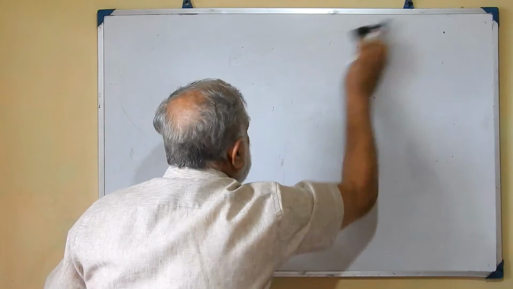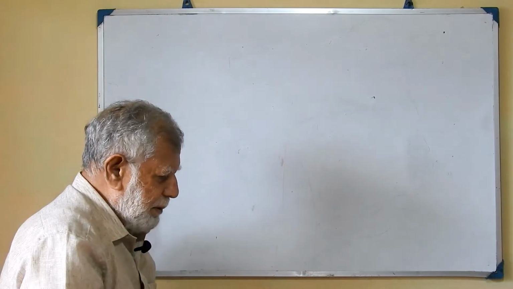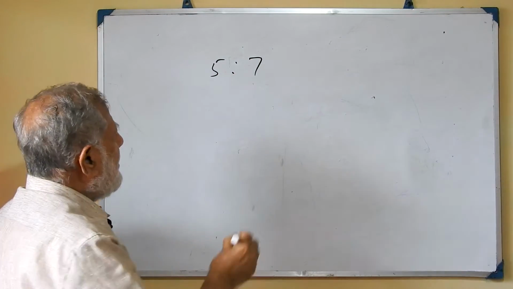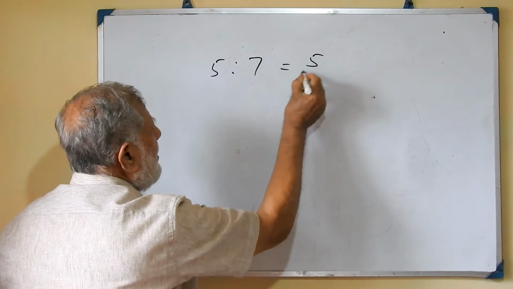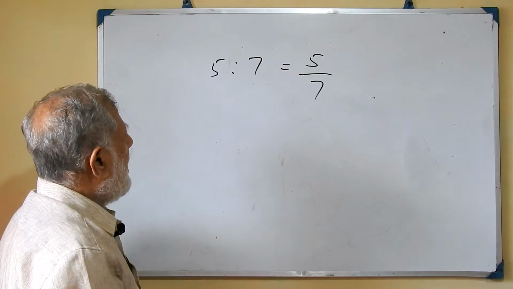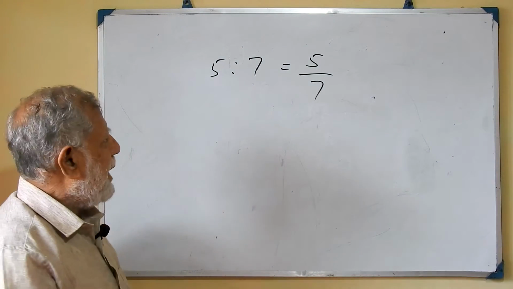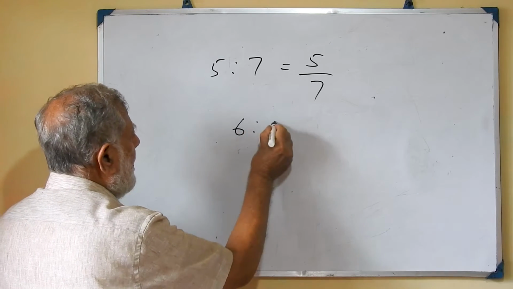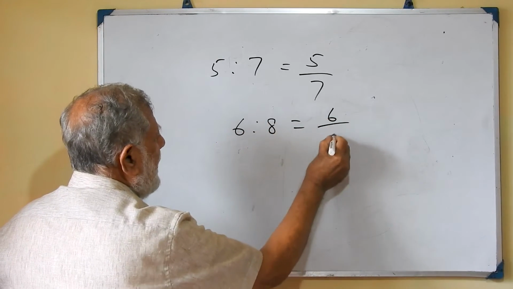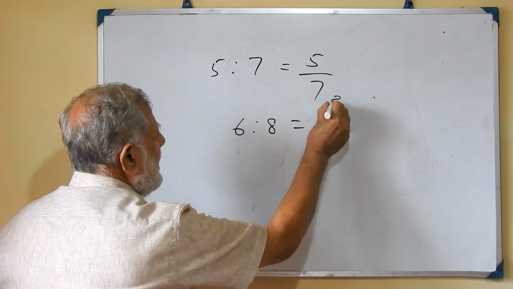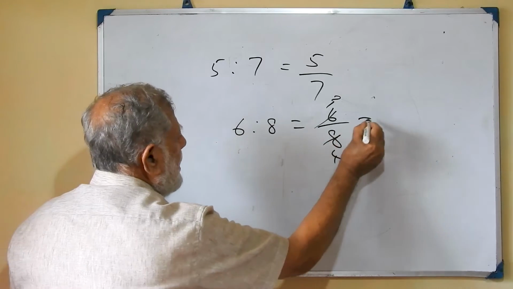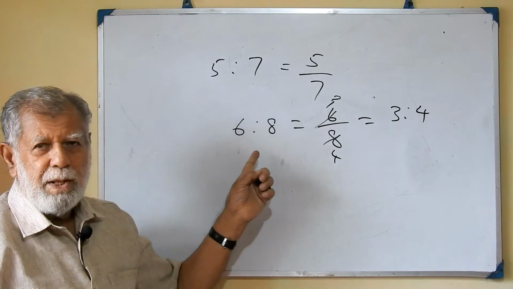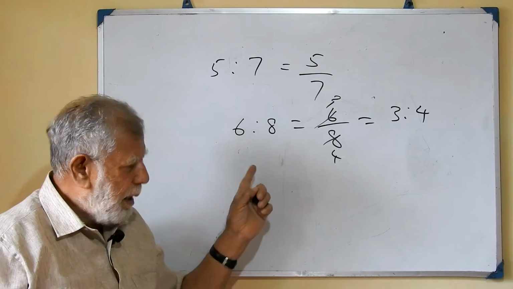Supposing we have a ratio, we'll say 5 is to 7. Now we can write this ratio as a fraction also, 5 upon 7. We can write it whichever way we want. Now if we have 6 is to 8, we can write it as 6 upon 8 and we can cancel, 3, 4. So the answer is 3 is to 4. So we can reduce the ratios.